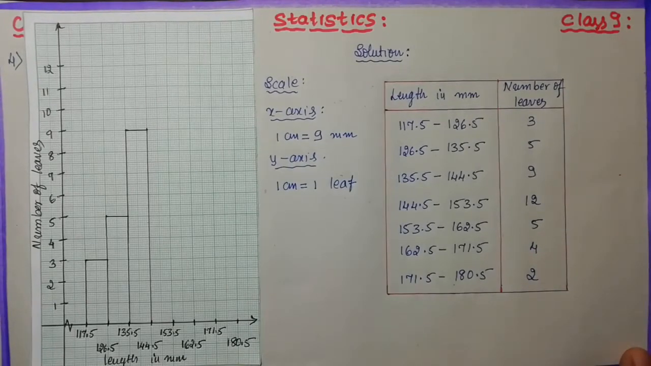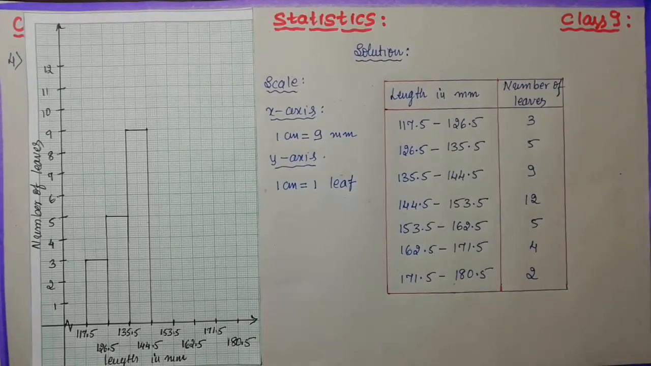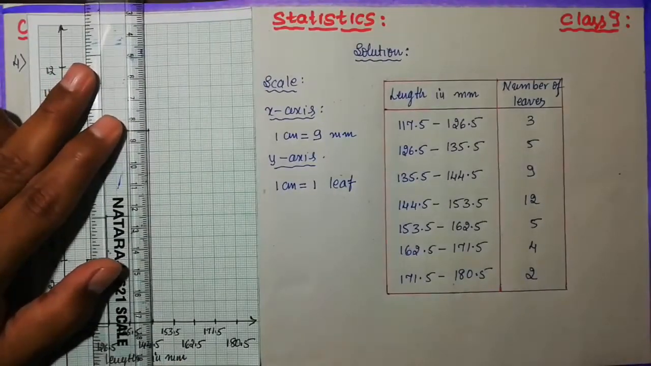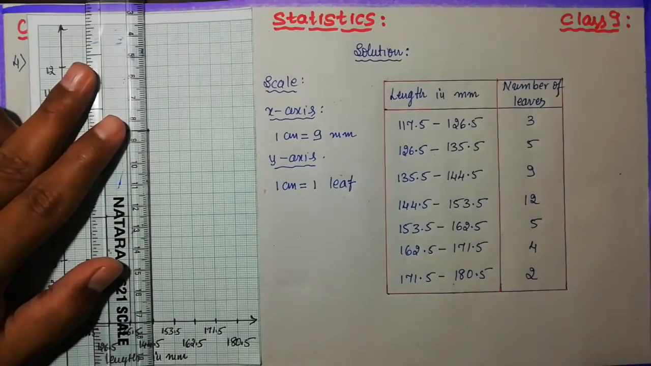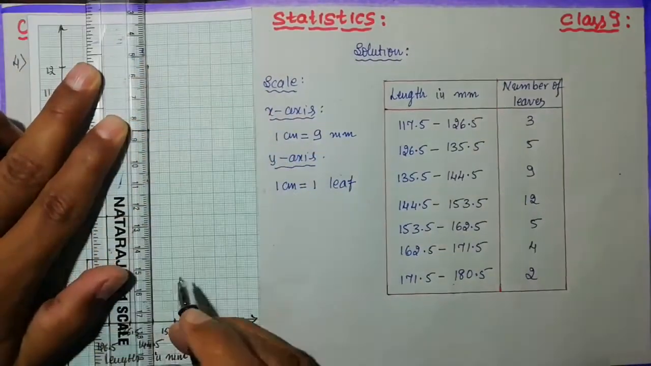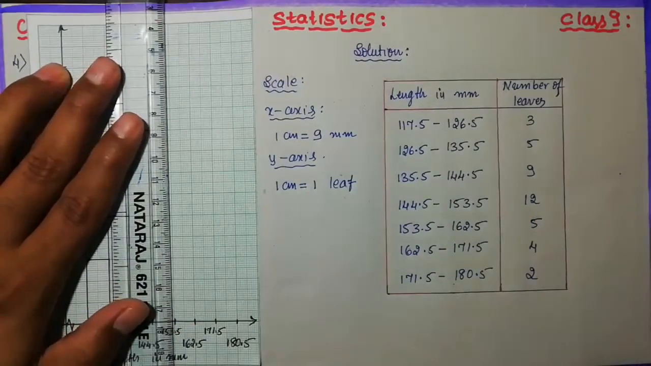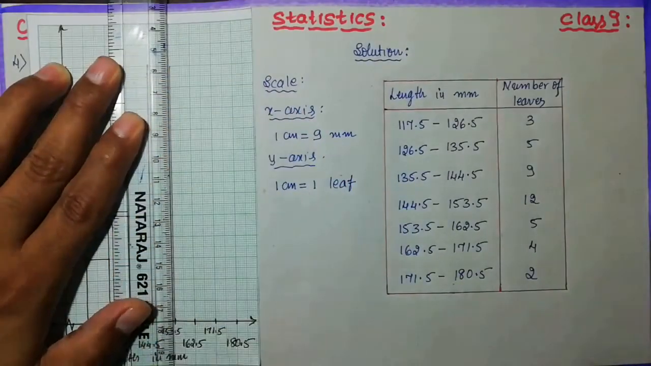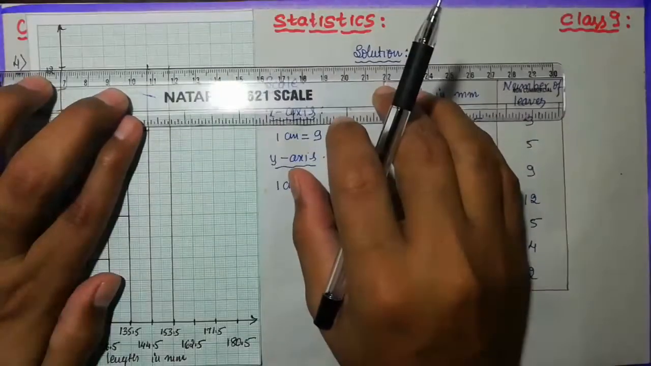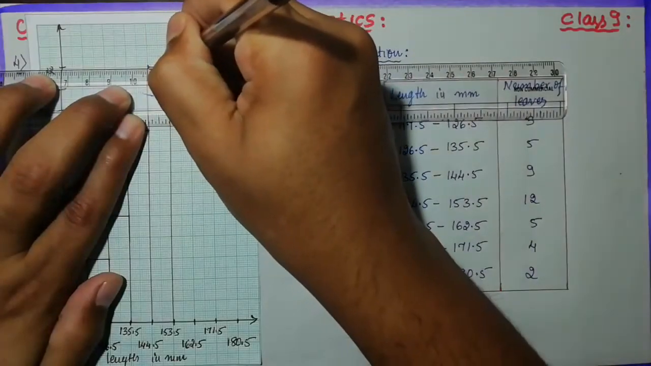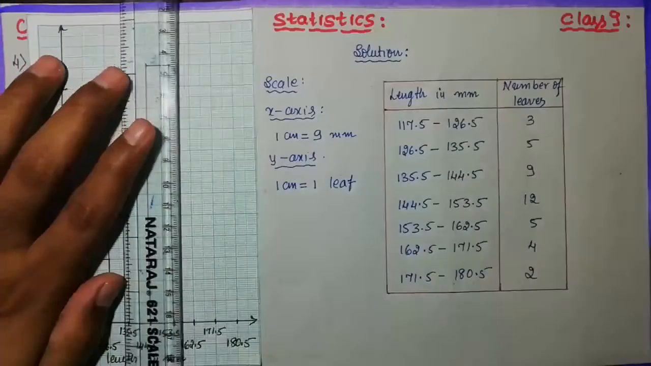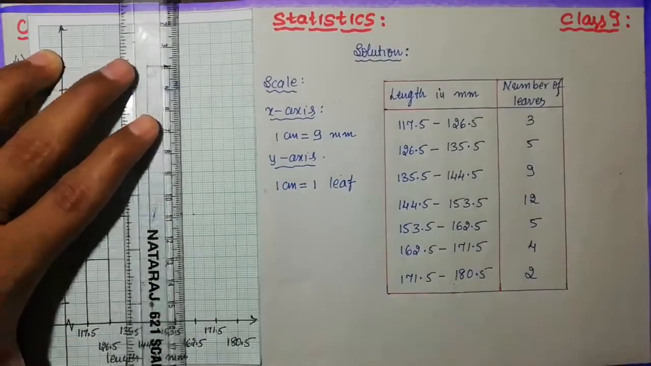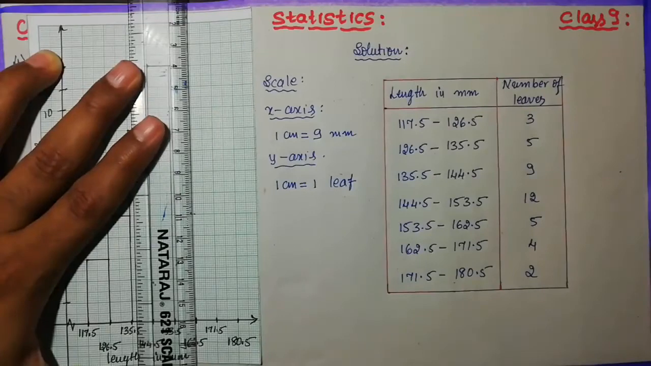The next one after 9 is how much? 12. So 12 is present here, from here to here. This is the bar with the highest frequency. You need to enclose here. Then after 12 it is 5. 5 means it will be up to here.